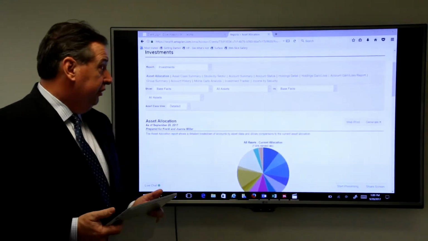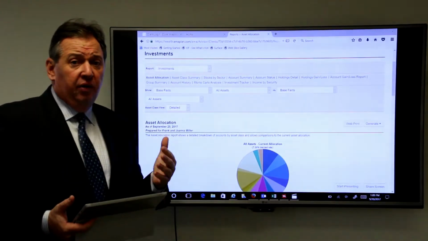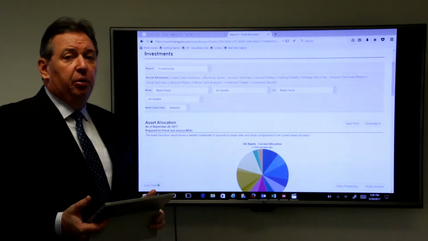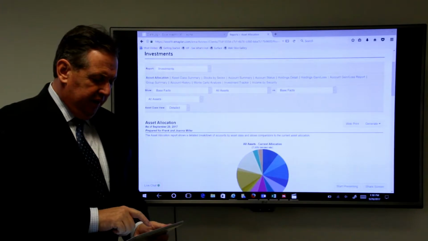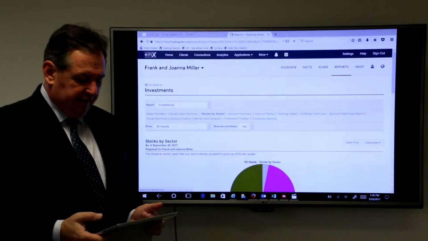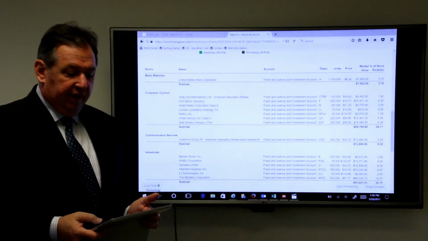So also from here, for me on my side, just to let you know, there are all the analytics. I mean, every one of these areas is another report I can run just like that. It comes up so quickly and so nicely. So if we look at stocks by sector, just as an example, you can break down the different stocks and where they're held and how they're held.